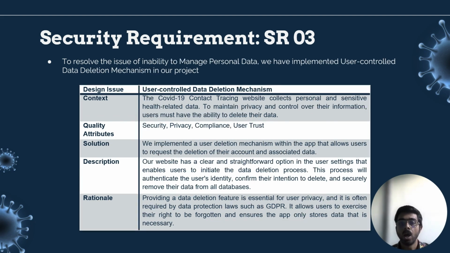Third is a user-controlled data deletion mechanism. It's a straightforward, simple process. We have implemented data deletion in user settings where we authenticate the user's identity and confirm their intention to delete, why they want to delete, and securely remove the data from their database. So this is also to gain trust from the user, and yes.